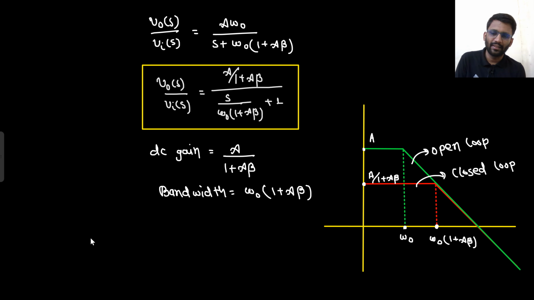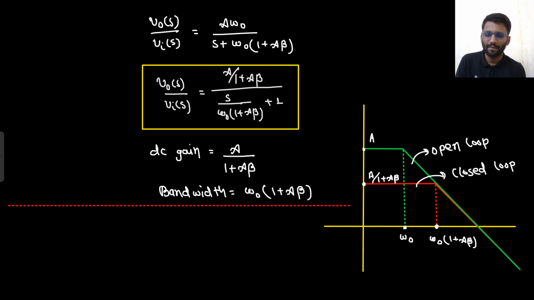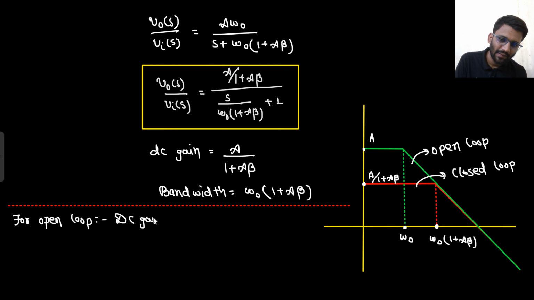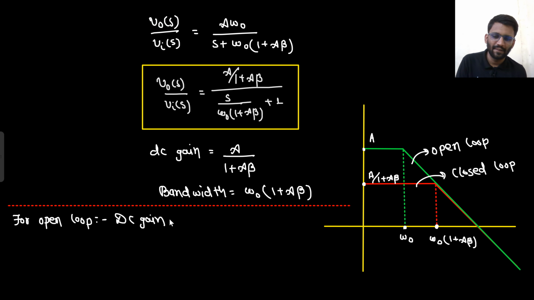So basically in the conclusion I can write, for open loop, DC gain was what? DC gain, you can put S equals to 0 here. What will be the DC gain? You will get A. Put S equals to 0 here, A you will get. So DC gain was A. And what was the bandwidth? Bandwidth was omega naught.